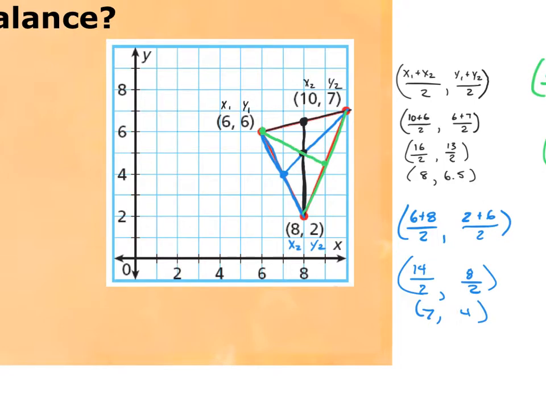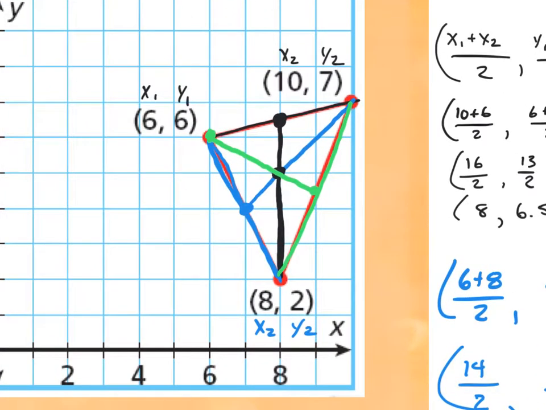Mr. Hart, for the black line, will the point, like the middle one, always be on that line? No. Will it always be on what line? The black line? Yes, because that point there has to be on all 3 of the lines. It's on all 3 of the lines. It has to be, or else it's not the centroid.